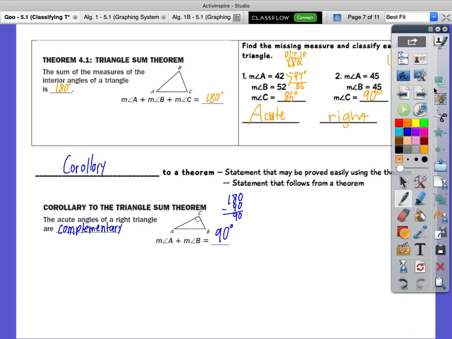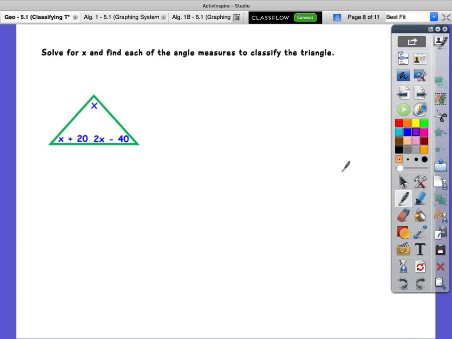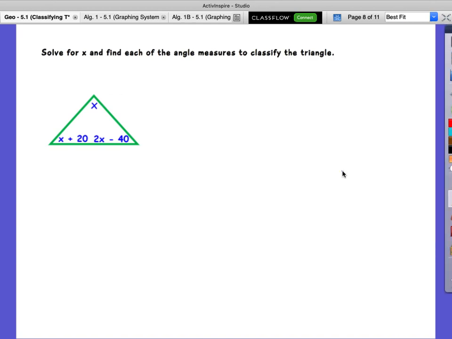Okay, so let's look at this example here. I want you guys, in this triangle, with this angle being 2x minus 40, this angle being x plus 20, and this angle being x, to solve for x and find each of the angle measures and use that to classify the triangle. So who has an idea on what we can do to set this one up? What could we do to set this one up? Graydon, what are you thinking?